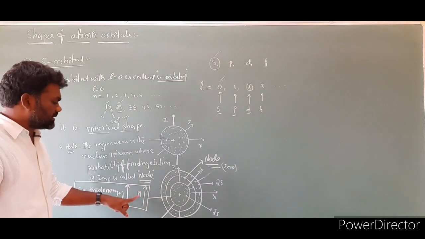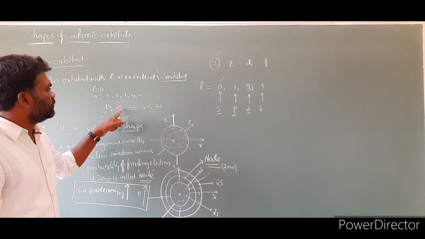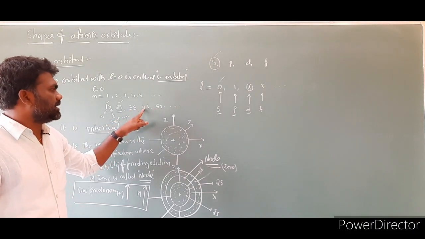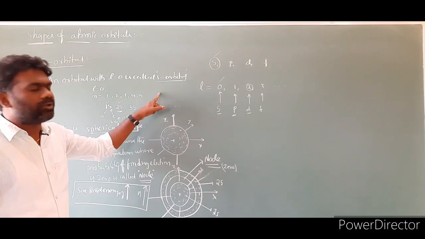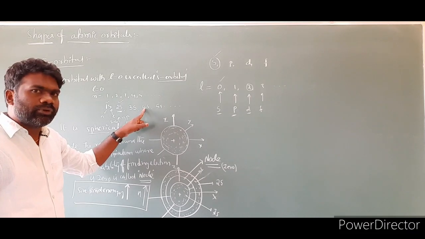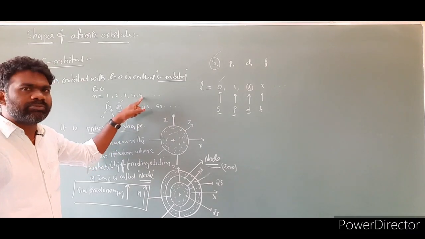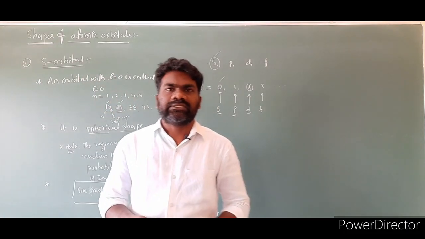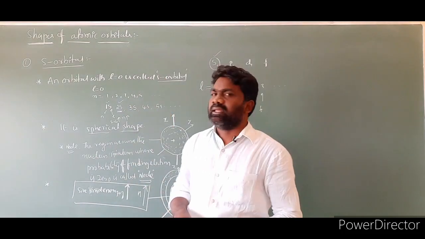Here n means the principal quantum number: 1, 2, 3, 4, 5 and so on. The n value is more here, less here. So a 5s orbital has more size and energy compared to a 4s orbital, and a 4s orbital has more size and energy compared to a 3s orbital. So if the n value is more, size is more, and energy will also be more. The size and energy of s orbitals increase with increasing n value. This is the description regarding the s orbital.